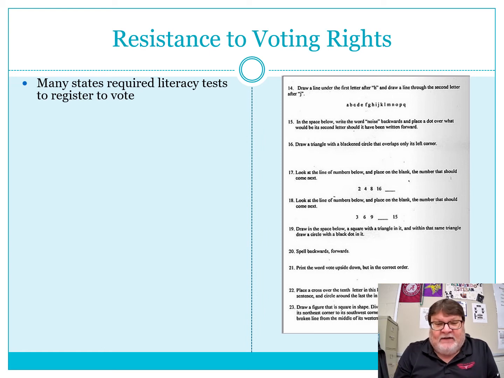You can see this is just one page, questions 14 through 23. There's more, and then of course it started at question 1. Plus these things were timed. We are all very literate here, but even some of these things we're looking at, if you look at number 20, it's spell backwards forwards. You're going to take some time to think about that. And imagine somebody who's not very literate trying to do that. Or number 21, print out the word vote upside down, but in the correct order.